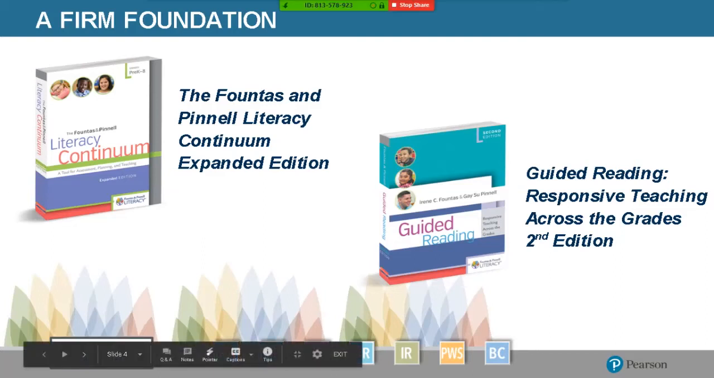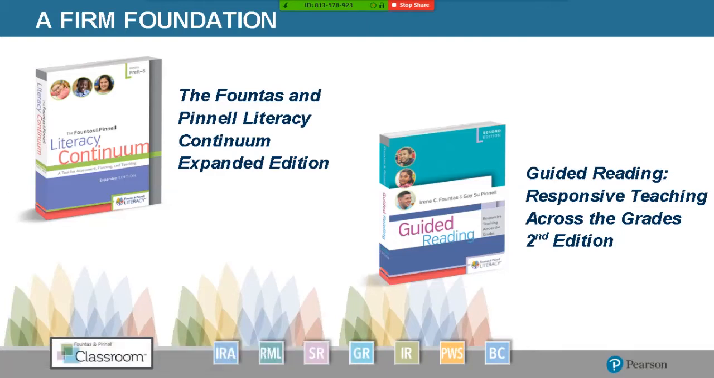And if you are familiar with these, you can use the chat feature and just type in LC for Learning Continuum or GR for Guided Reading, just to let us know, are these resources that you're currently using in your schools, in your classrooms?